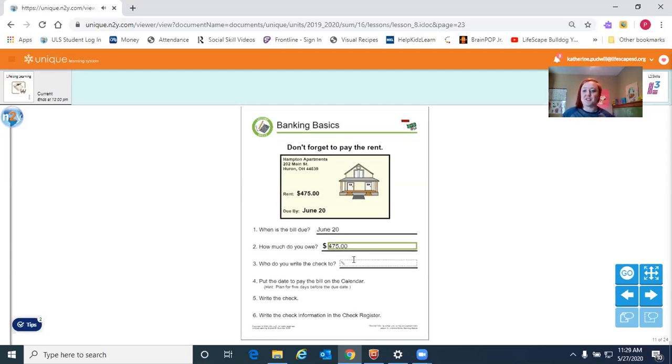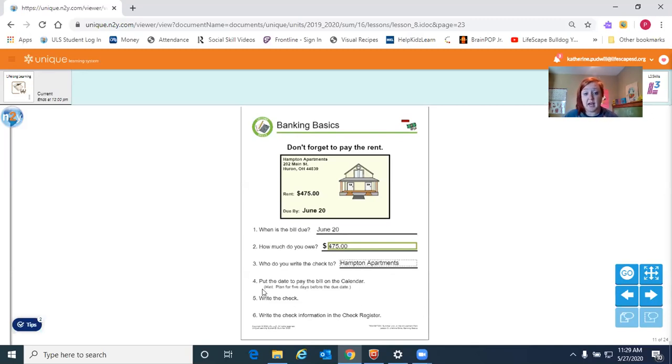And who do we write the check to? Now we get to practice writing a check. We write the check to the person we are paying, the person or company. And in this case, it's Hampton Apartments. Oh, I did not spell that right. That's okay, I can fix it. Hampton Apartments.